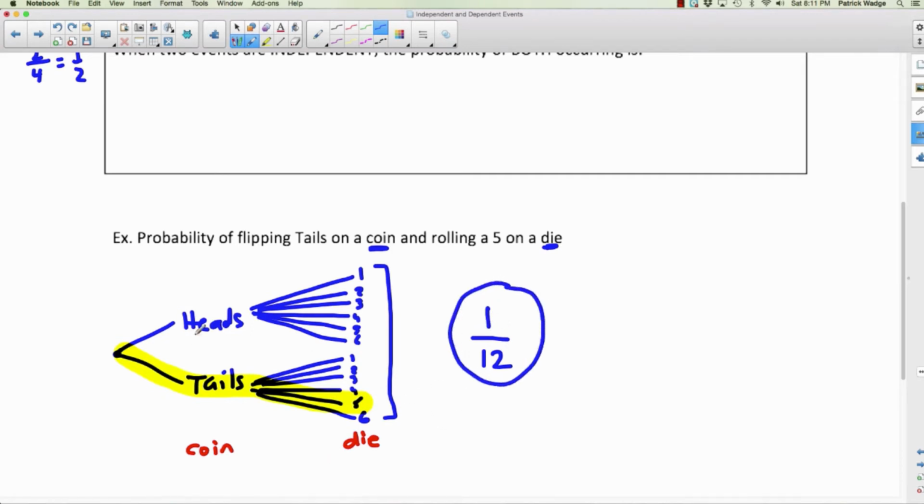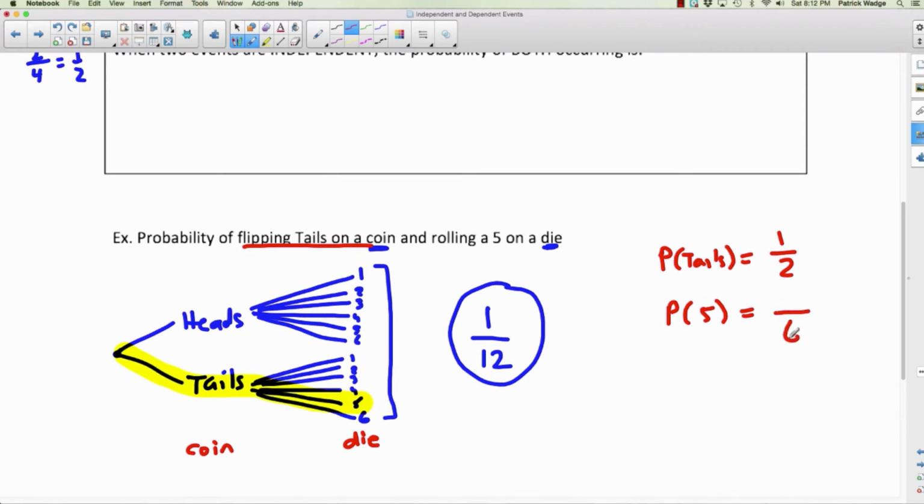Now, again, I don't want to have to draw a tree diagram. I kind of like it, but I know most of you don't. So let's see if we can figure out how to do this without doing a tree diagram. Let's figure out, first of all, the probability of flipping tails on a coin. So what's the probability of getting tails? Well, if you flip a coin, how many outcomes are there? 2, heads and tails. How many of them are favorable if we're trying to get tails? Just one, the tails. So that's the probability of getting tails on a coin. Now we want to figure out what's the probability of getting 5 on the die. Okay, well, how many outcomes are there when you roll a die?